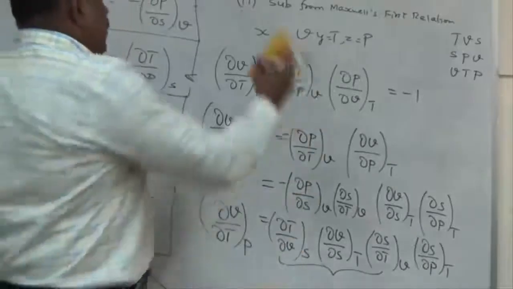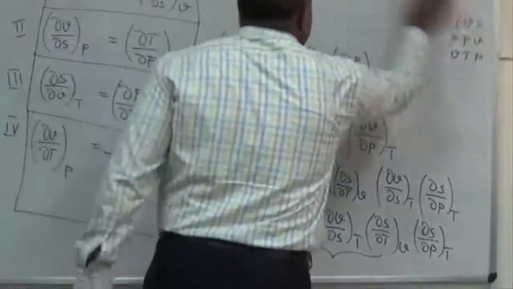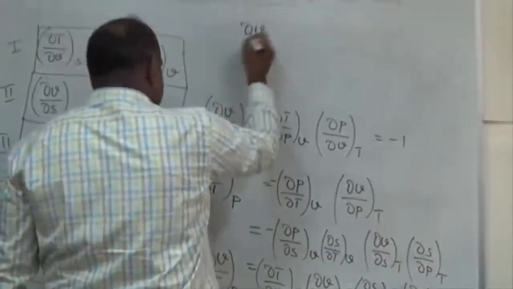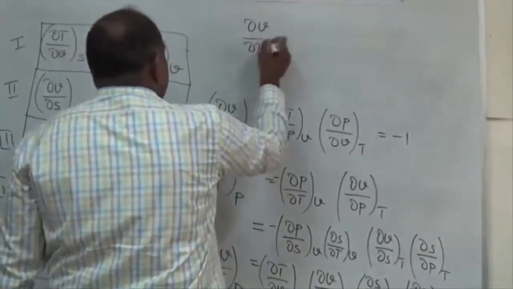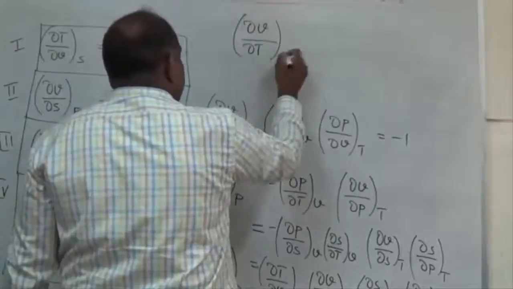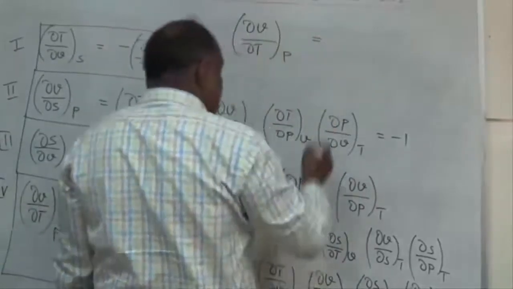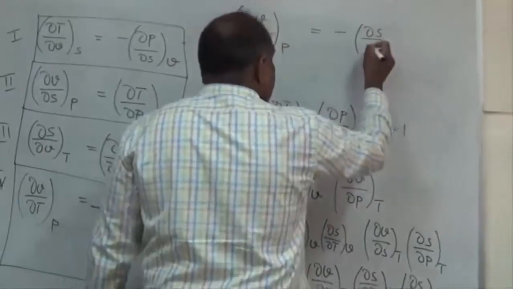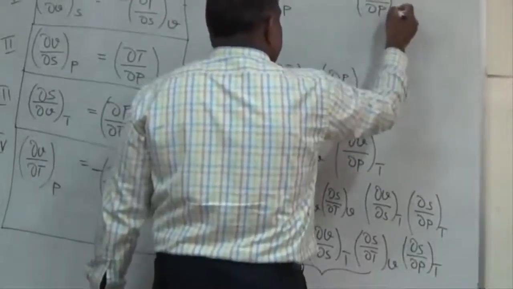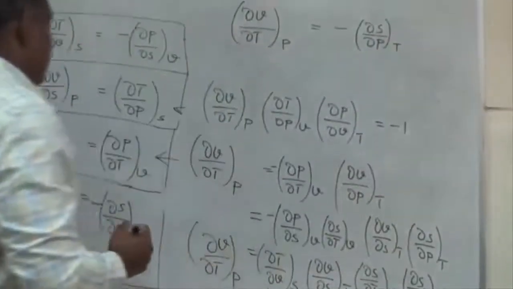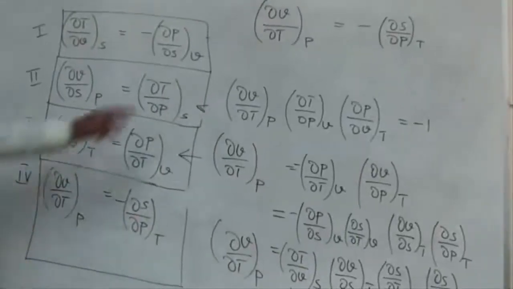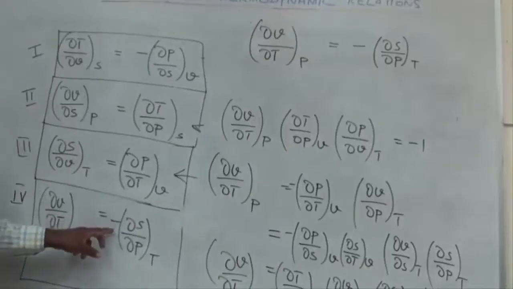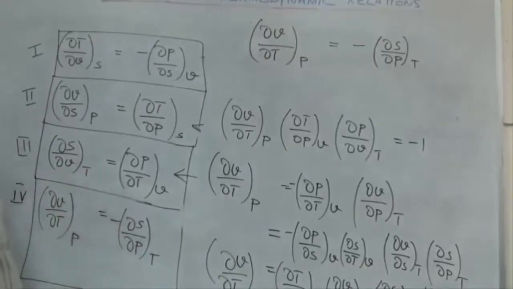So now it's time we can erase these two things. So it will become ∂V/∂T at P equal to minus ∂S/∂P at T. Now we can check whether this is same or not. Yes, ∂V/∂T at P equal to minus ∂S/∂P at T.